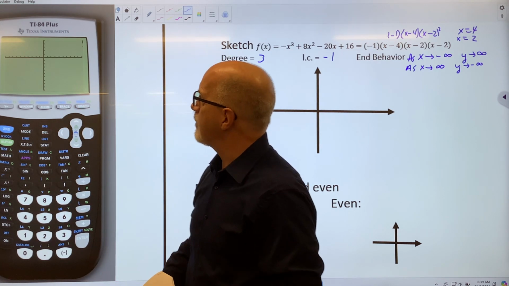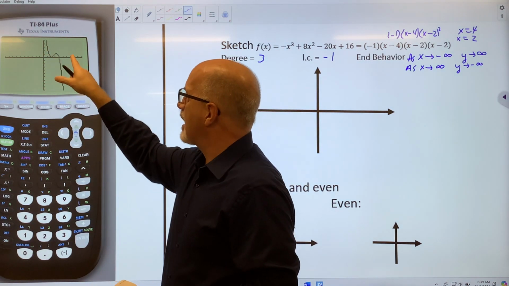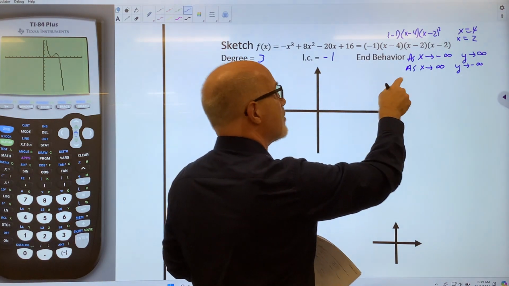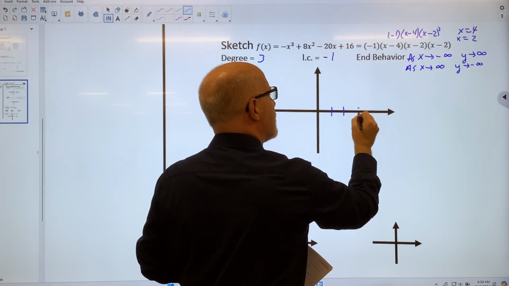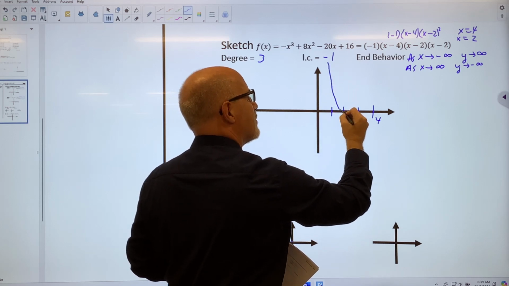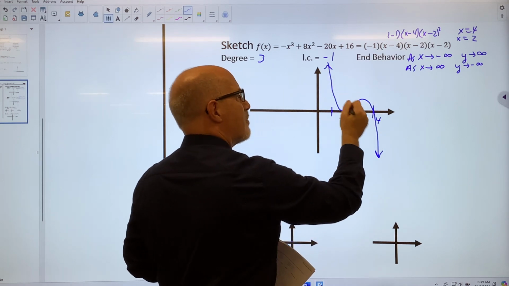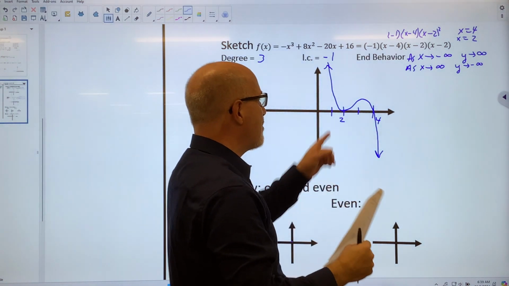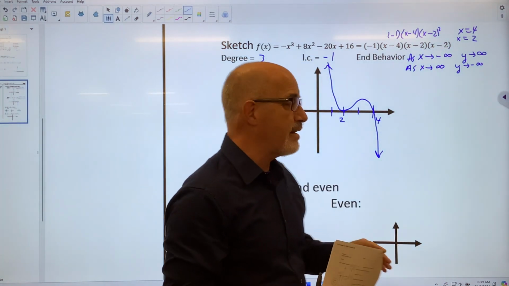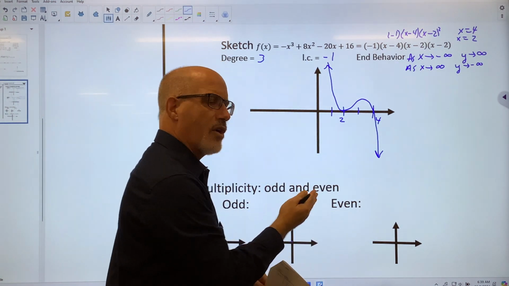As I look at this graph, notice it comes down and hits 2 and bounces off the graph. Then it goes back up and comes back down through the axis at 4. So it does have just 2 intercepts, but at 2 it comes down and bounces off the axis, then goes slightly up and comes back down through 4. My end behavior does start up and end down, but it bounces here. That's a key idea when you have 2 of the same factors, or any even number of them. All right, so that's what's called multiplicity.